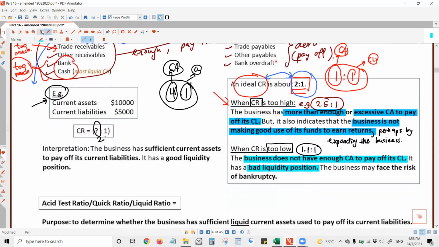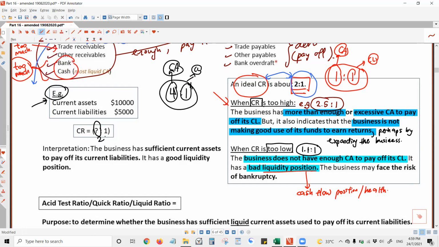Liquidity position, you write down the meaning. Liquidity position means cash flow health, cash flow position. It means that when somebody tells you you are in a good cash flow position, you have a lot of money. And when somebody tells you that you have a bad cash flow position, that means you lack money.